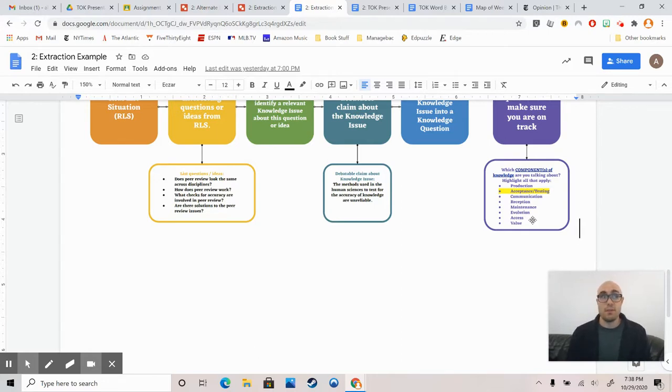Are you talking about the production of knowledge? Are you talking about the testing or acceptance of knowledge? Are you talking about the communication of it, the value of it? So it's a good check, again, just to make sure that you are on the right track.